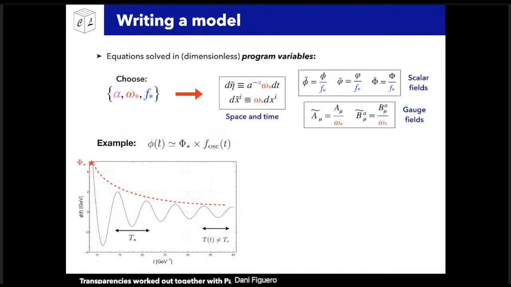So here is an example. Imagine you have a situation in the early universe where you have an oscillatory scalar field with an initial amplitude and a typical period.